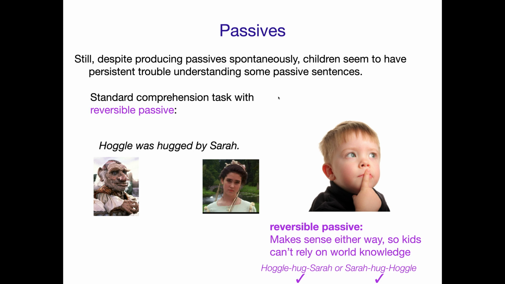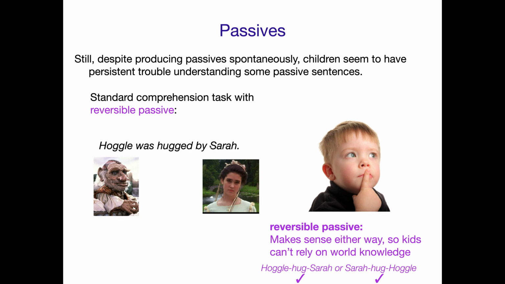Despite often producing passive structure spontaneously, it seems that kids have persistent trouble understanding some types of passive sentences, and the way that this is typically investigated is to use a comprehension task. You're asking them to interpret something with what's called a reversible passive. So a reversible passive is a passive sentence that makes sense either way, right?